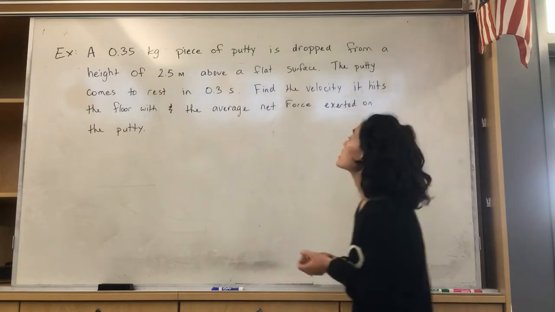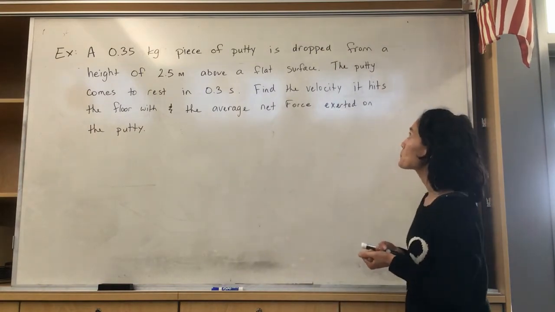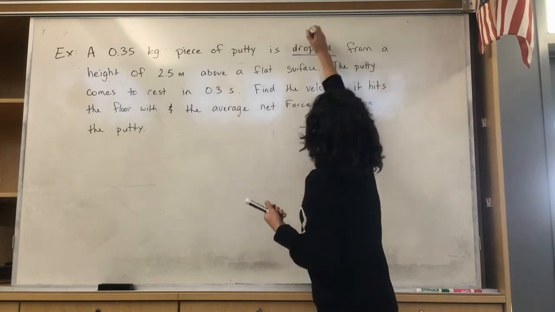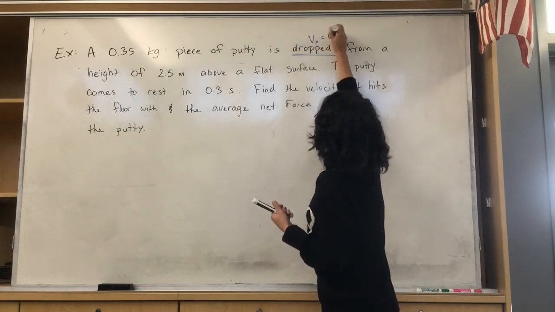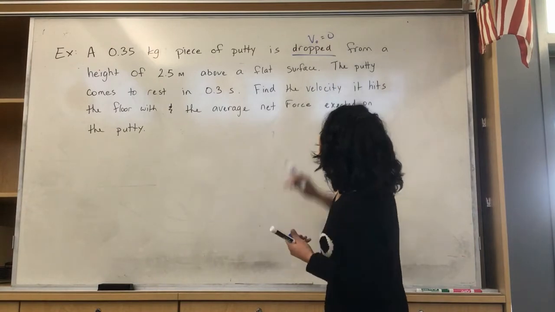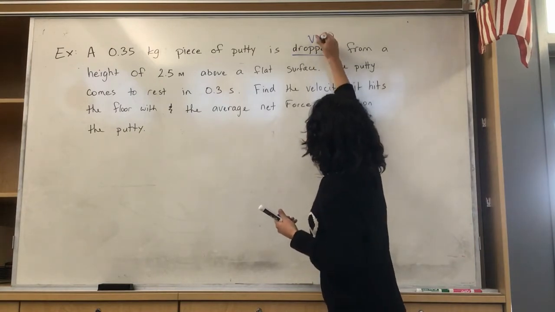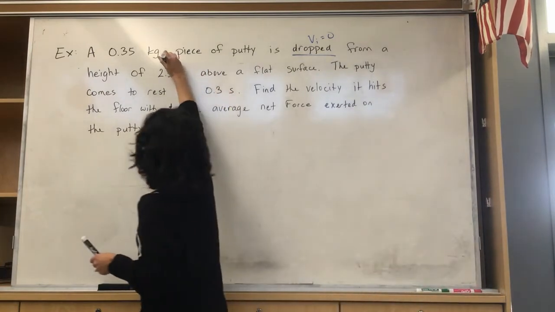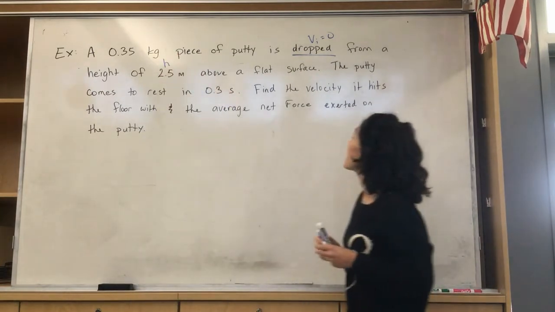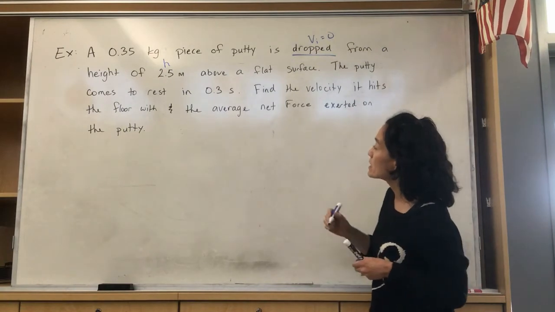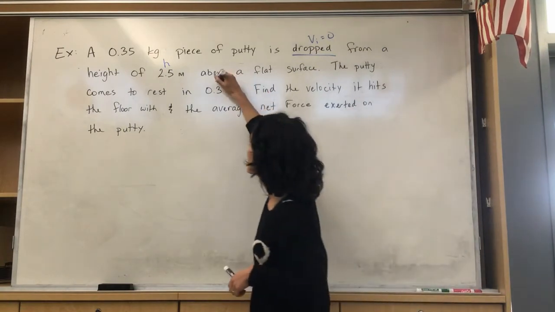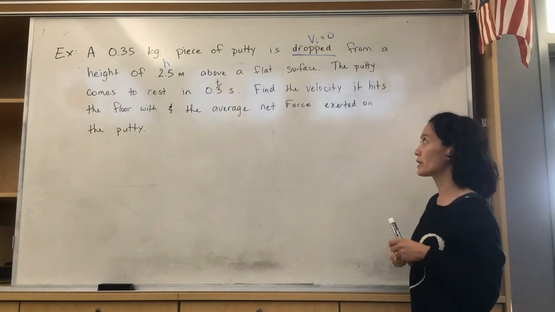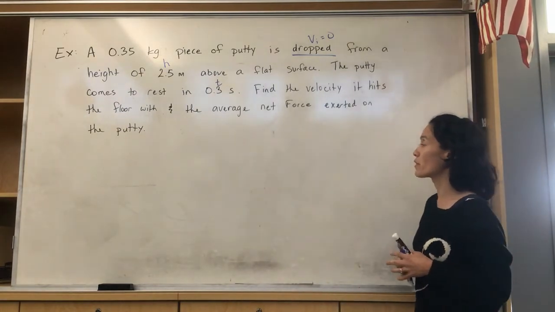For this example, it says a 0.35 kilogram piece of putty is dropped, that's key, dropped, meaning the initial velocity is 0, and I'm going to symbolize that as v initial, from a height of 2.5 meters above a flat surface. The putty comes to rest in 0.3 seconds, so that is a time value. Find the velocity it hits the floor with and the average net force exerted on the putty.